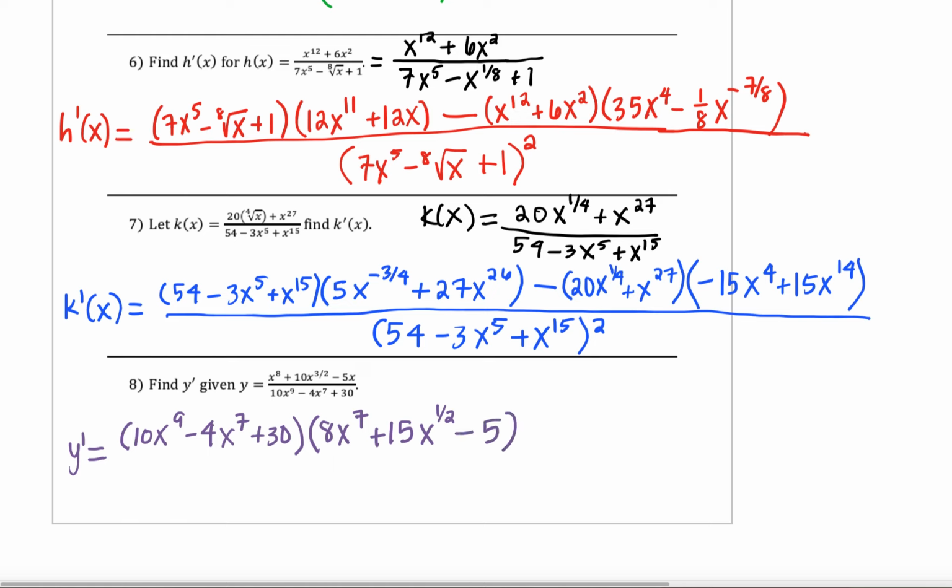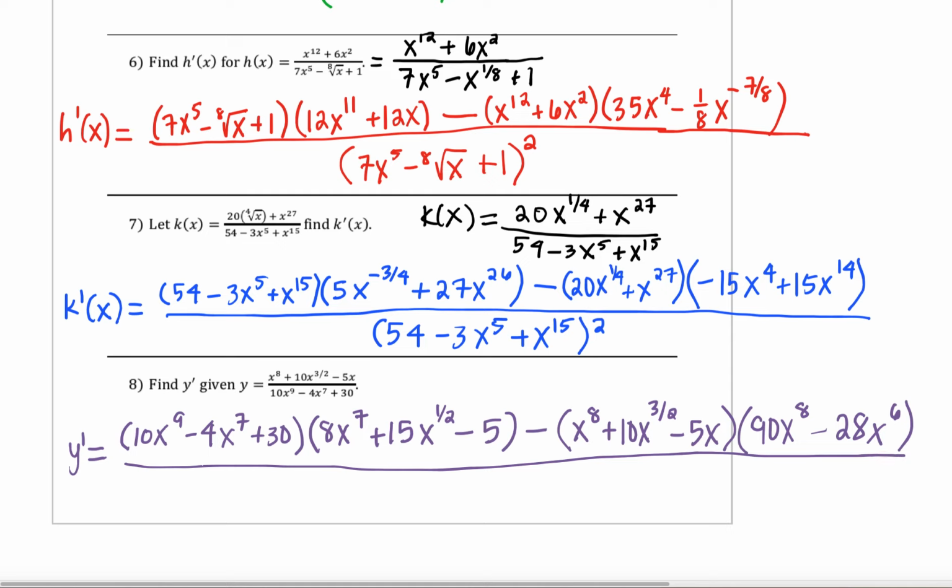So I've got low times d high minus high, the original function. So I'm going to rewrite all of that out, times d low, the derivative of the denominator. Using the power rule, we'll get 90x to the 8th minus 28x to the 6th. And then the derivative of 30 would drop out to be 0. All of that is divided by the original denominator. So no derivative here, I'm just recopying down the original denominator, but that whole function squared.